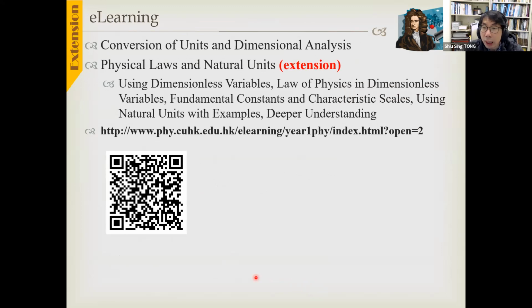Now, if you want a more thorough discussion on the physical law and the so-called natural units, there are actually some reasons to use natural units. We can actually get rid of all the constants in the equation by using some special units that are called natural units. And if you want a different understanding of this method, then you should look at the e-learning module listed here. Now this is beyond the syllabus, but I suggest, in case some of you might be interested, to learn more.